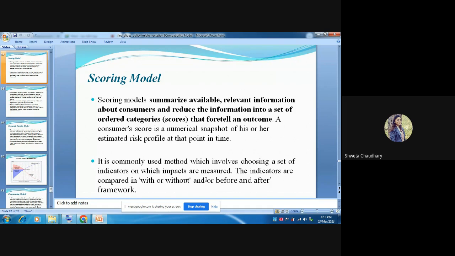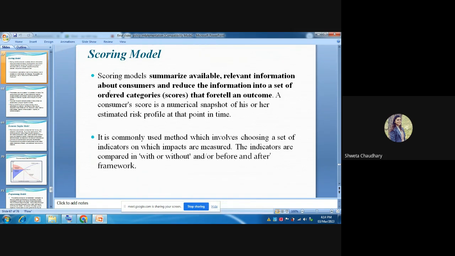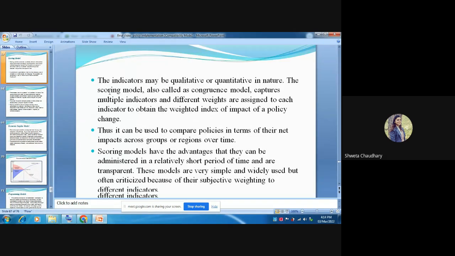Seeing the scenario of the literacy rate in your country before the education policy, and seeing the scenario of the literacy rate in your country after the education policy. If after the education policy the literacy rate has improved, then it means we have scored good. If it has not improved, it means we have not scored good. So it has a positive impact if you have scored good, and a negative impact if you have not scored good. This is what the scoring method is.